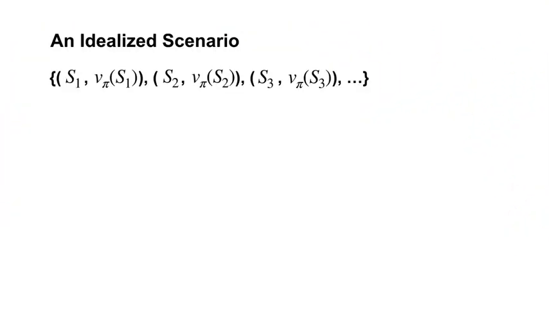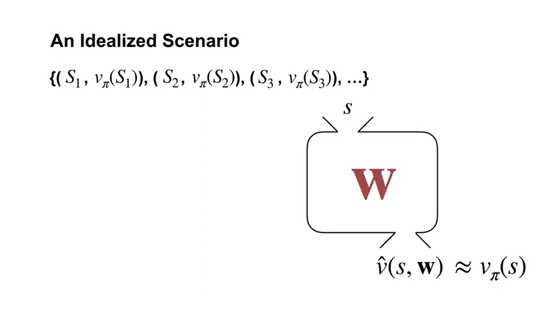Let's start by imagining an idealized scenario. We get a sequence of pairs of states and true values. We want to use this data to find a parameterized function that closely approximates v pi. We will do this by adjusting the weights so that the output of the function closely matches the associated value for a given state. In general, we can't expect to perfectly match the value function on all states. The function approximator we choose will limit the value functions we can represent. To make our goal precise, we need to specify some measure of how close our approximation is to the value function.